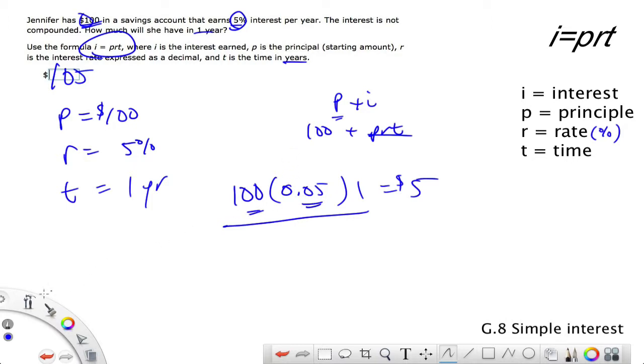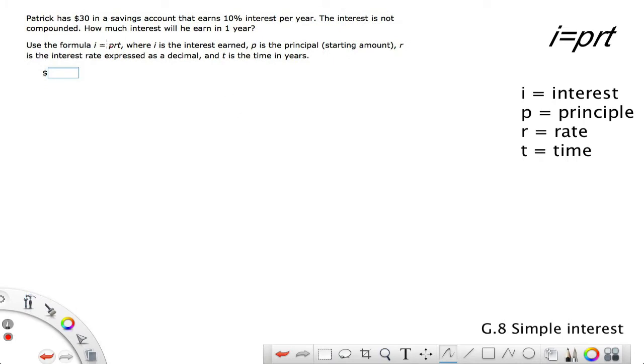Let's look at some more examples. So in this case, we've got $30 to start. So principal is 30, earns 10% each year. That's our rate. And for 1 year, how much interest? So we don't care how much total, we just want the interest. So 10% of 30 is $3, and since it's only 1 year, we don't have to multiply, so he will earn $3 interest in 1 year.